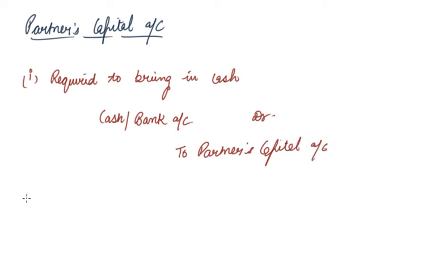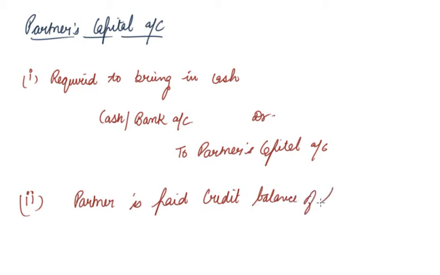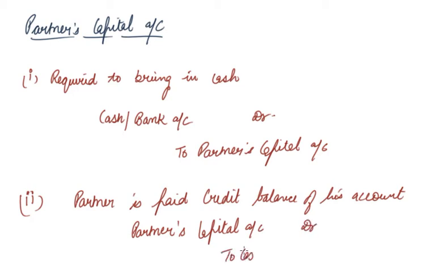Right. Now, when a partner has a credit balance in his account, he is paid the credit balance of his account. So in that case he is being paid. When we pay partners, cash goes out, so what will be debited? Partner's capital account debit to cash or bank account.